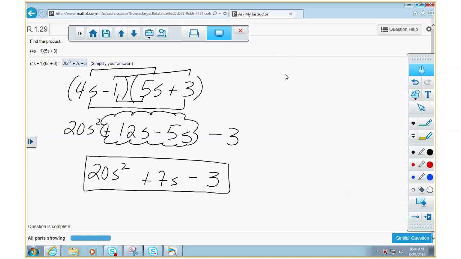Everybody got that one? So that one you use your FOIL method or the distributive law. You use distributive law, it's the same thing. Okay. Next one.